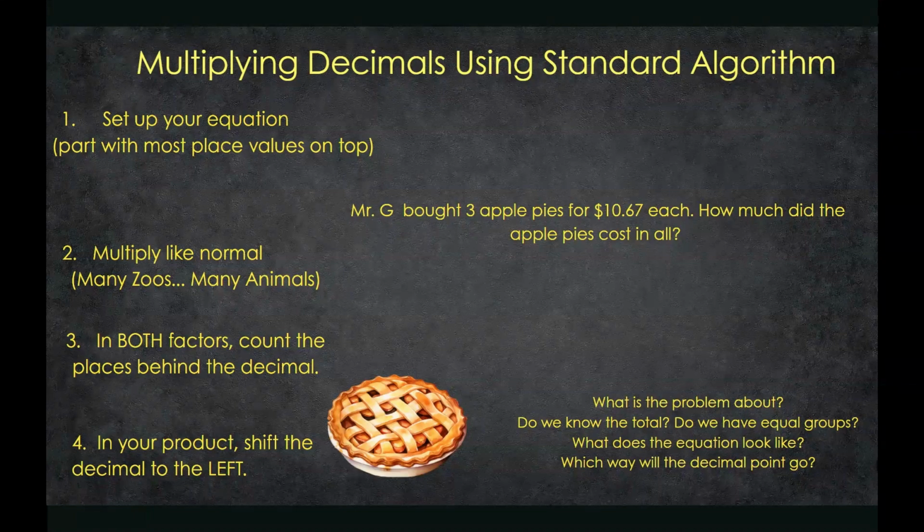So, what is this problem about? It's about money. Okay, we're looking for the total cost. So we ask ourselves, do we know the total? No. Do we have equal groups or repeating numbers? Yes. So if we go no, we don't know the total, but we do have equal groups, we are going to multiply. So what does that equation look like?